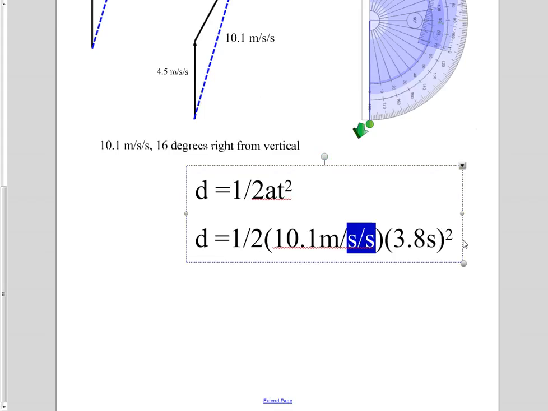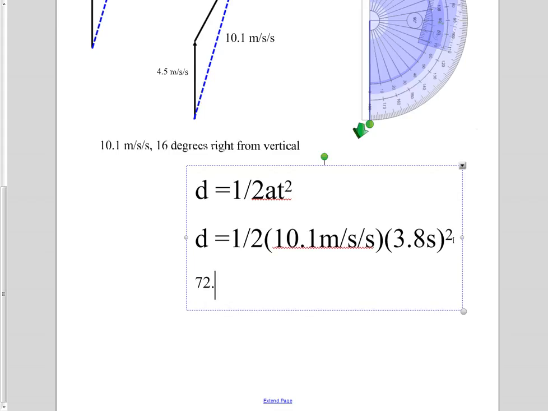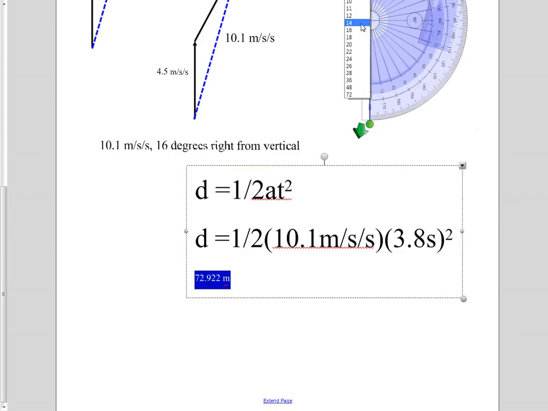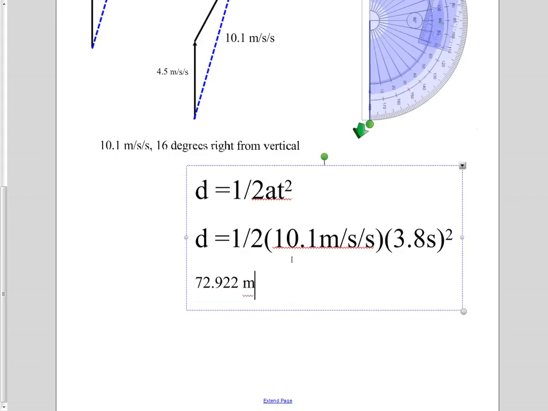When we put those numbers into our calculator, what we find is that the distance is 72.922 meters, and we only have two significant figures in this time. So 72, we can keep those two digits. The next digit though is 0.9, so we're going to round up. So that becomes for us not 72.9, but now just 73 meters. So that is our answer of how far she goes.